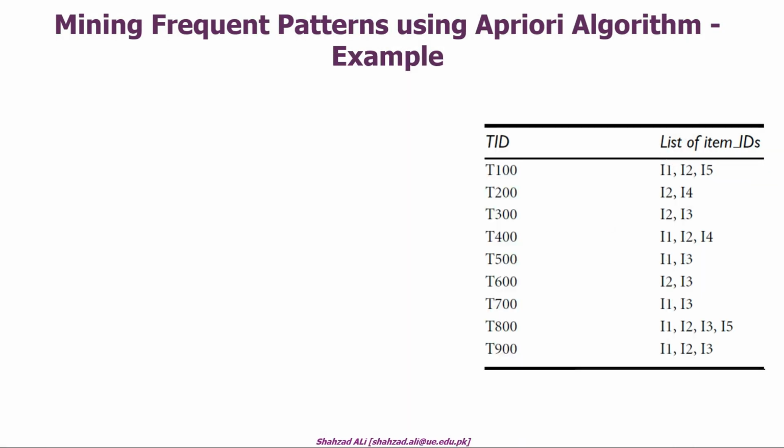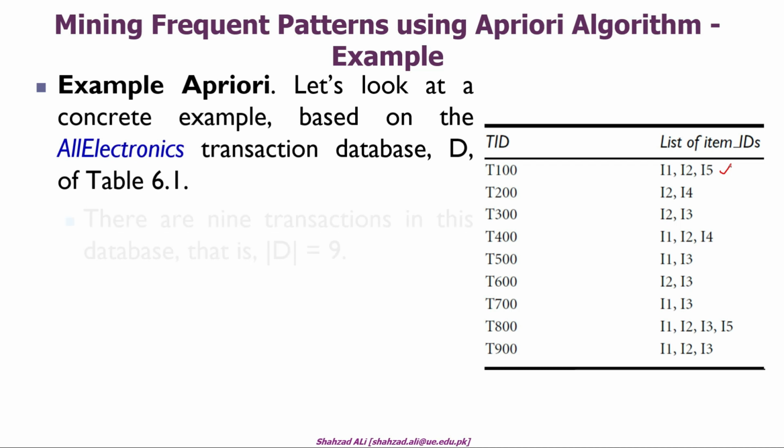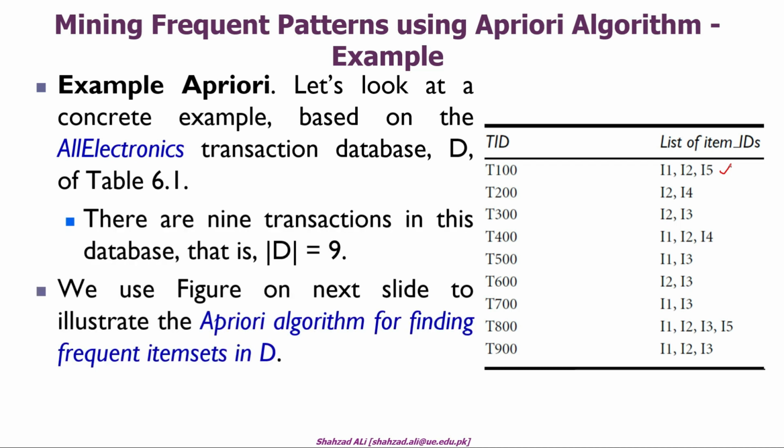We consider this transactional data set, which contains 9 transactions, and each transaction has a different number of items. We have to use the a priori algorithm for finding frequent item sets in this transactional data set, and then we have to generate association rules from the frequent item sets.